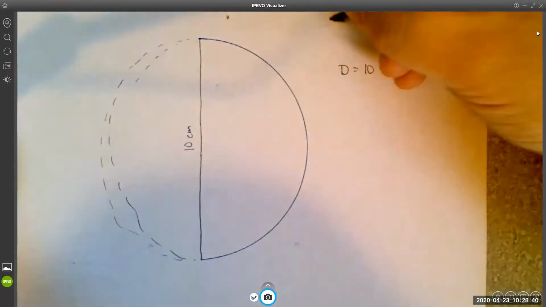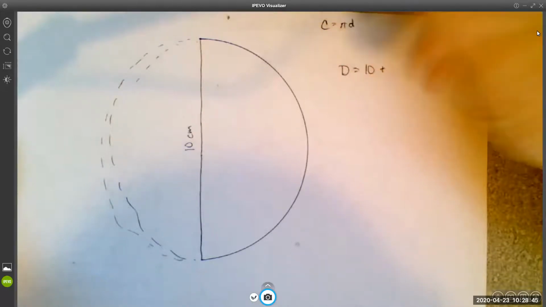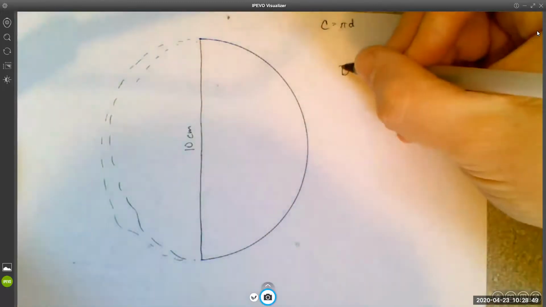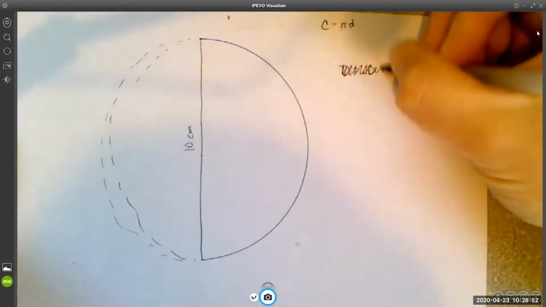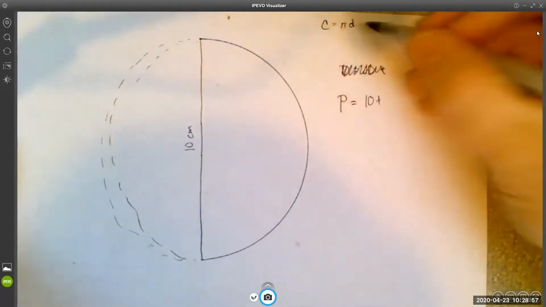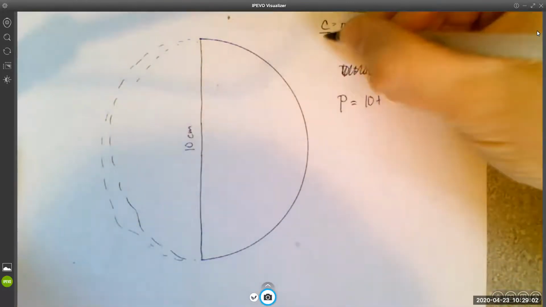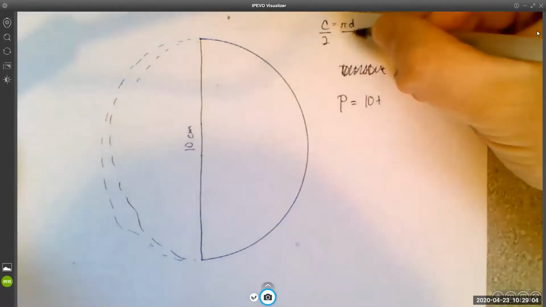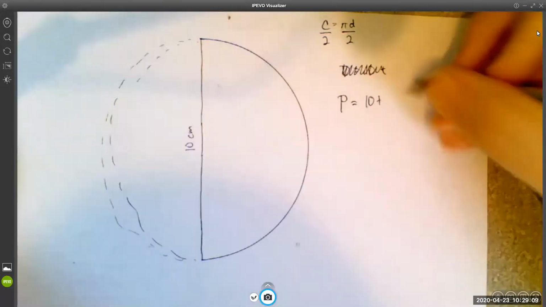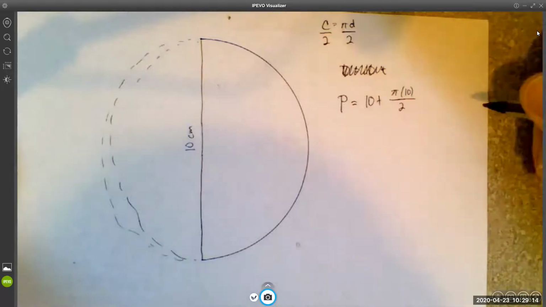Well, let's just remind ourselves, right? The circumference is pi times the diameter. I don't know why I wrote a D down here. I may have said diameter. Let me write again. Perimeter is what we're looking for. The perimeter of the shape is 10 plus whatever the half circumference is. The circumference is pi times diameter, so this half of the circumference is pi times diameter divided by 2. So that would be pi times 10 divided by 2.